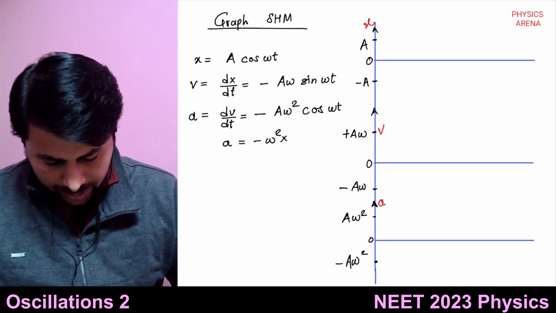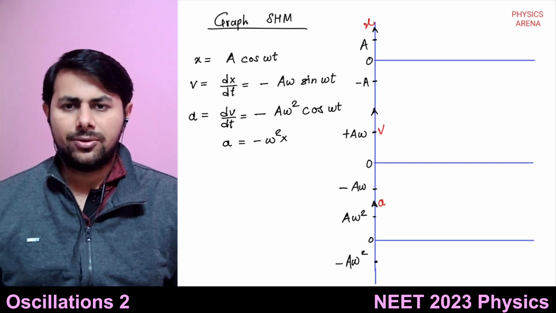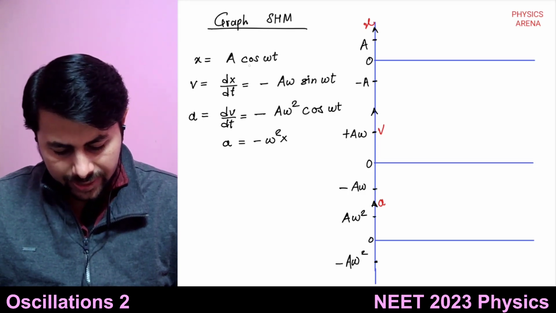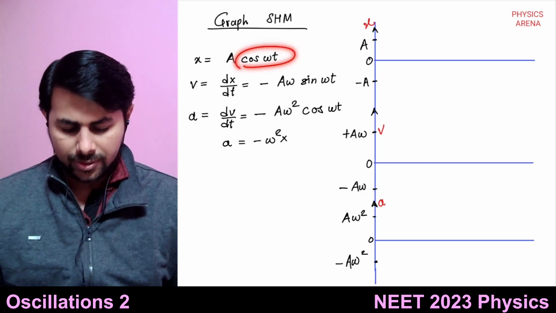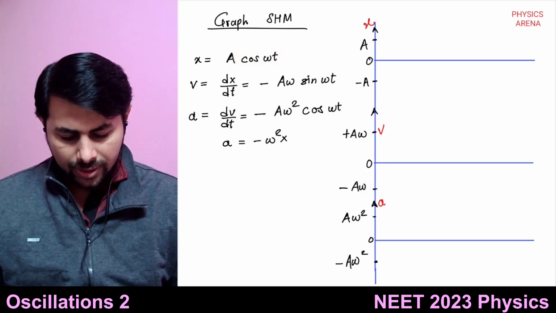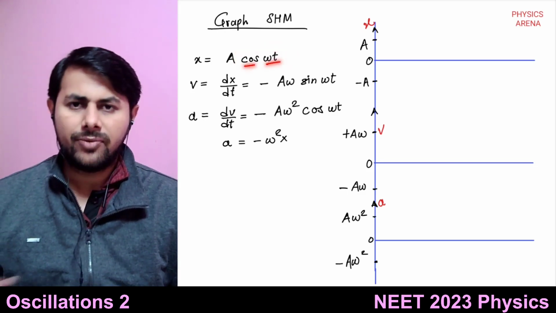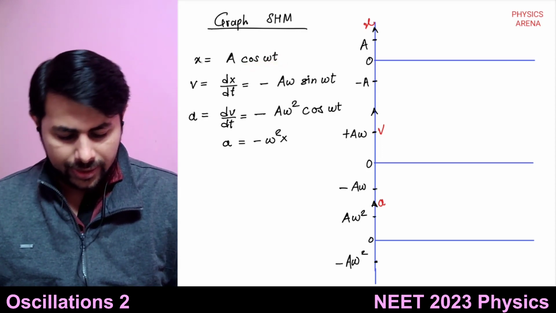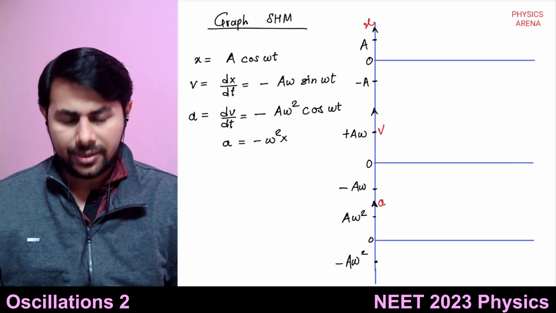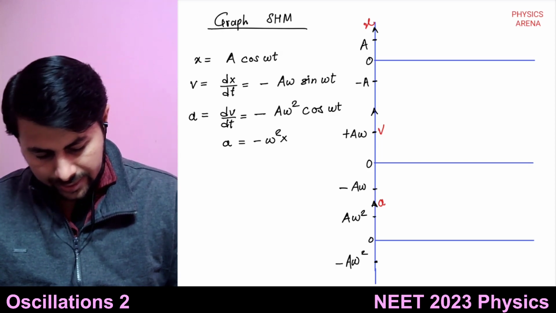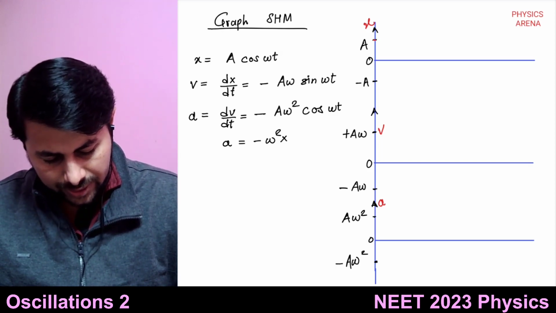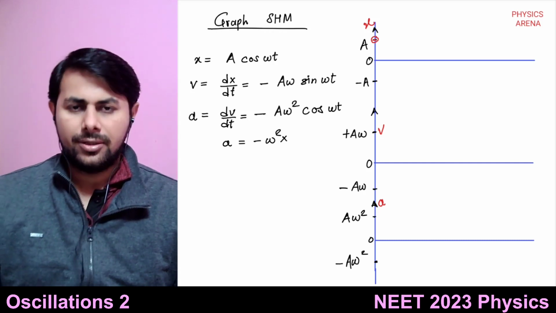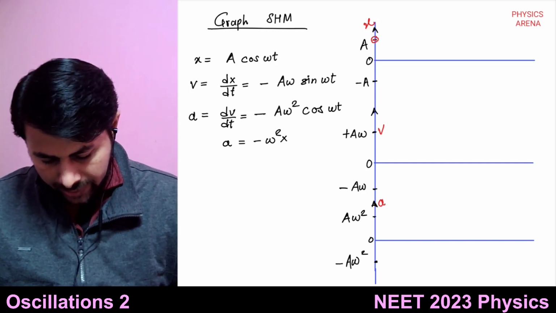All right, so at t equals 0, what is the value of this thing at t equals 0? So cos of 0 is 1, right? Cos 0 is 1. So x will be equal to plus a. Okay, x is equal to plus a. So this graph will start from here.